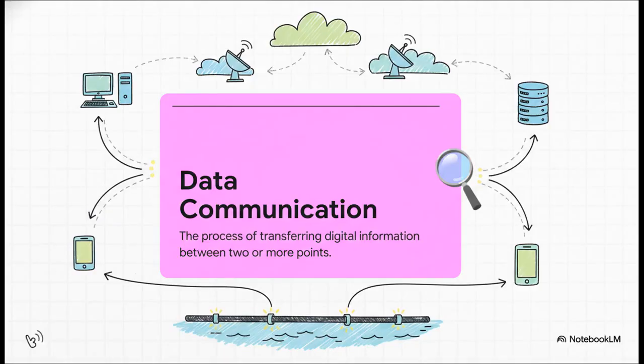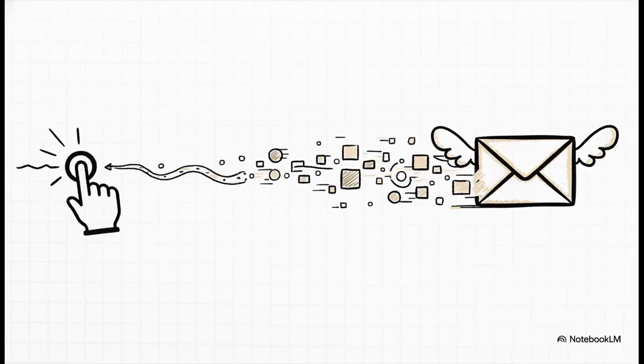At its core, this whole thing is called data communication. Now, that sounds a bit formal, but think of it like the entire postal system. Your click, that's you writing a letter and dropping it in the mailbox. Data communication is the entire system, the trucks, the planes, the sorting facilities that make sure your letter gets where it's going.